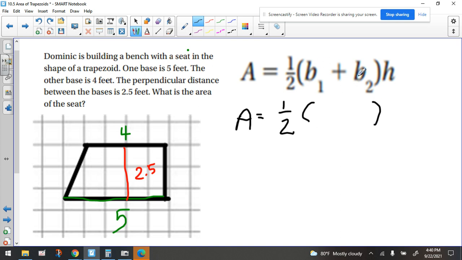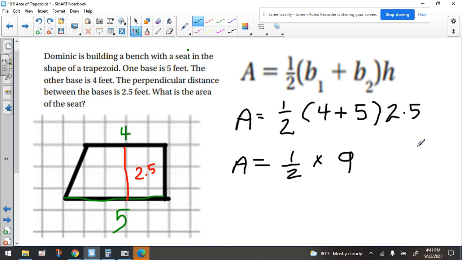What the numbers are for base 1 and base 2, the two lines that are parallel to each other, would always be base 1 and base 2. And quite honestly, it doesn't matter which one you choose to be base 1 and which one you choose to be base 2, because in the end, you're just going to add them up and you'll get the same sum anyway. All right, so the height we said is this number right here, the 2 5/10. All right, so the next step would be to add, because this is in parentheses, we're going to add these two numbers together, and that would end up giving us 9. So we have to take half of 9 and multiply also that with 2 5/10.